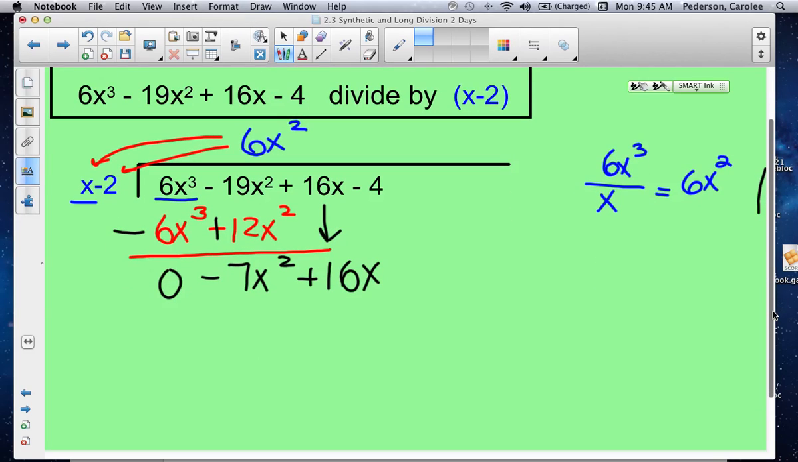All right, now I have to figure out how many times I can divide x into negative 7x squared. So just off to the side, negative 7x squared, I'm dividing it by that x minus 2. So I'm just going to work on the first two terms. Where I found that is the negative 7x squared and that x. And what am I left with? Negative 7x squared divided by x, negative 7x. So that's going to go right above the 16x term.